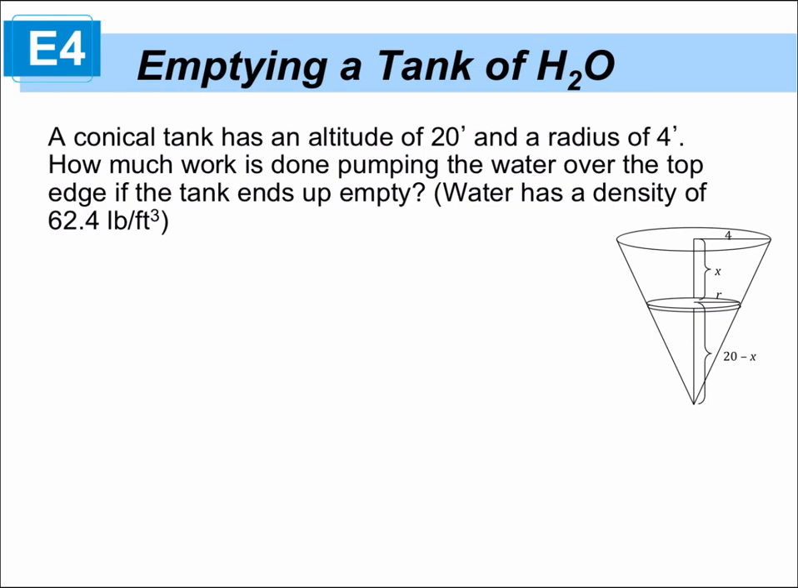If that sliver of water is x units away from the top, then the rest of it is 20 minus x because the whole distance is 20. Okay, so far. Question number 1, what's the volume of that sliver of water? What shape is that sliver of water? It's a disc, correct. How thick is that disc? dx. Yeah. So again, what's the volume of that disc or that sliver of water?